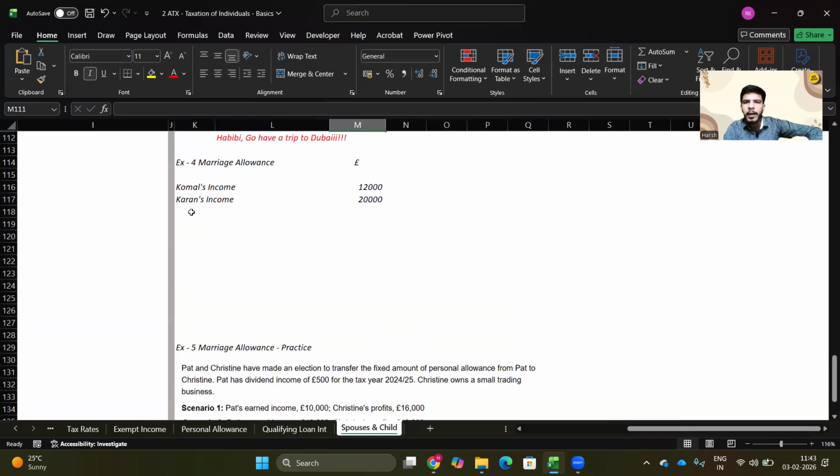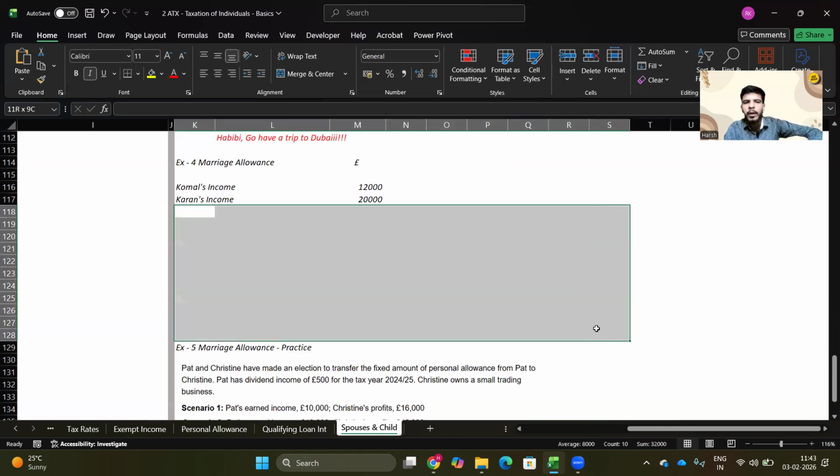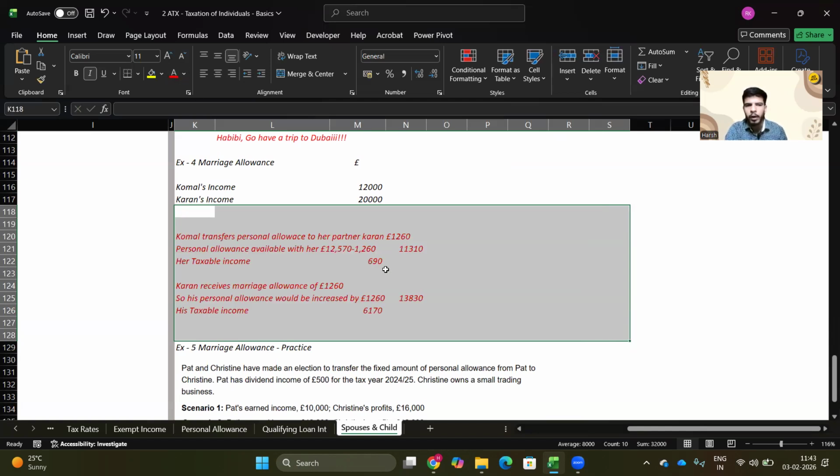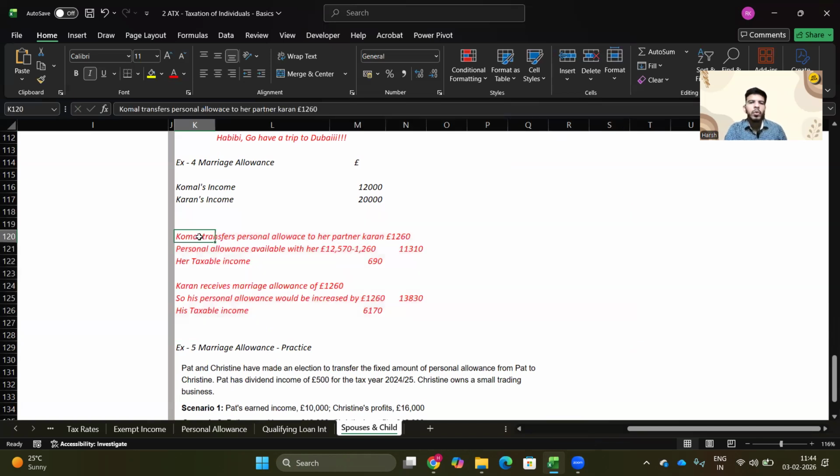Now let's talk about marriage allowance, how it works. So Komal and Karan's income has been provided to us. Komal has an income of 12,000 pound and Karan has an income of 20,000 pound. So how would it work when we transfer our personal allowance? Komal, because she has 12,000 pound of income, has 570 being wasted, because the personal allowance is 12,570 pounds.